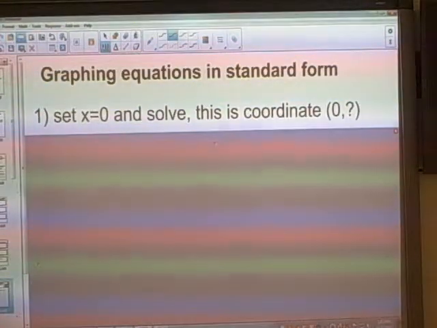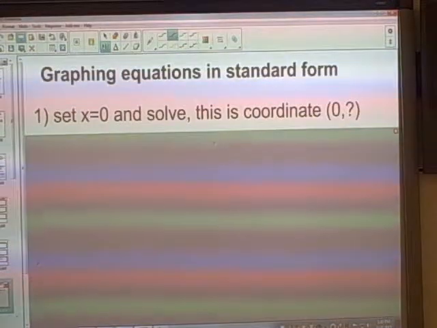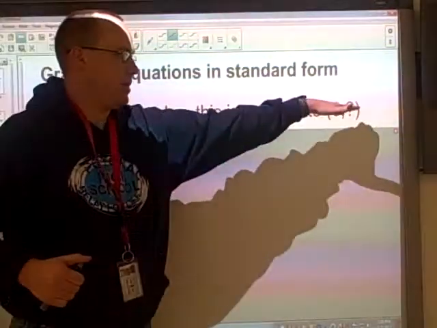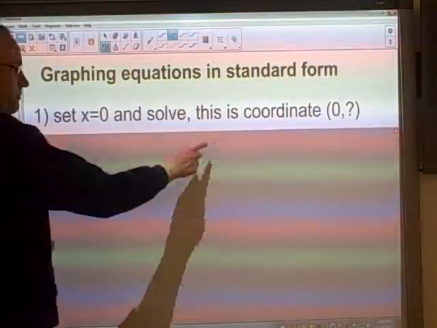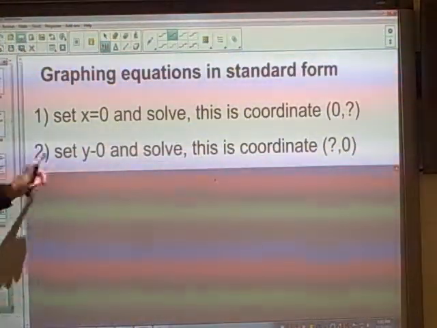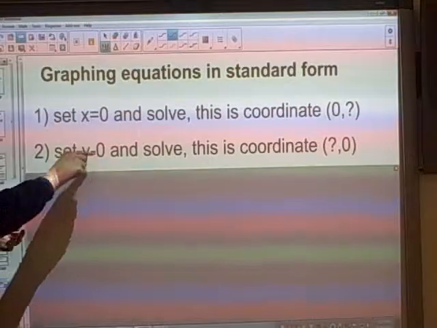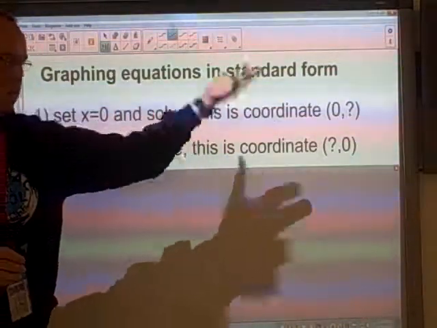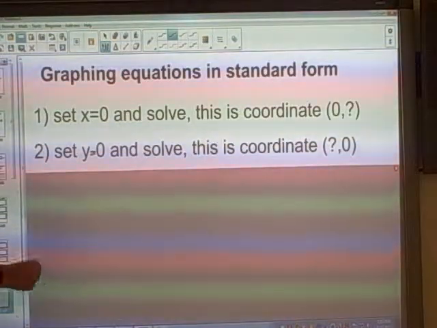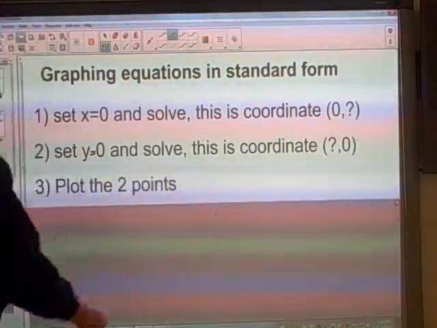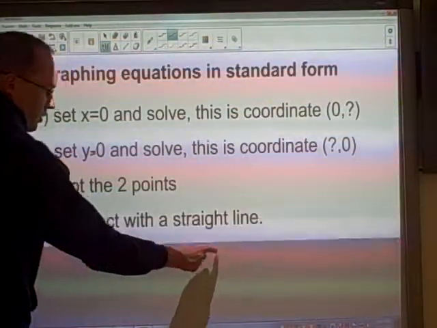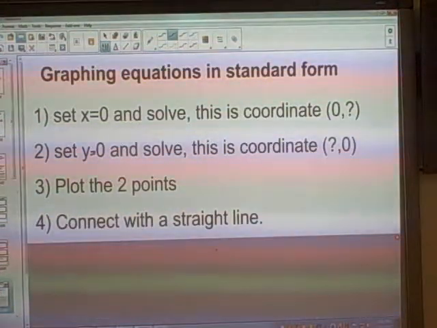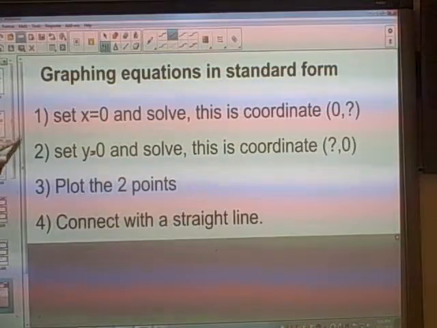To find a y-intercept, you set x equal to 0 and you solve. The x will be 0, and then we can find out what the y coordinate is. You then do the opposite, set y equal to 0 and solve, and this gives you another coordinate, with a y value of 0. Once you've got two coordinates, you can plot those 2 points, join them up with a straight line, and that's going to give you the graph that you require.